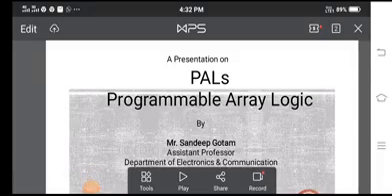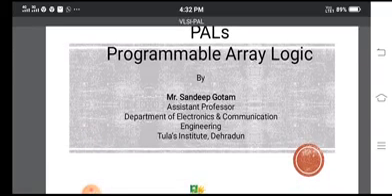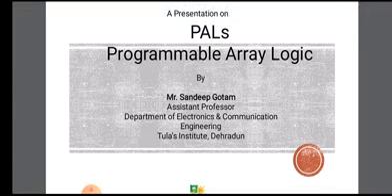Hello students. Today we are going to discuss a new topic, that is PAL, meaning programmable array logic. Yesterday we had discussed the PLA, meaning programmable logic array. Again, I am Sandeep Gautam, Assistant Professor, Department of Electronics and Communication Engineering.